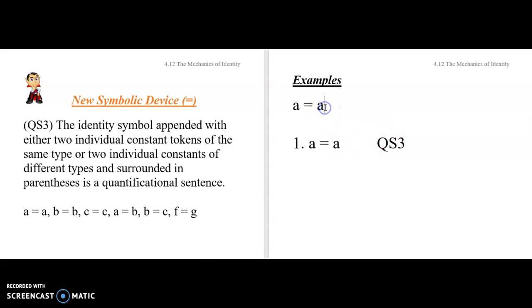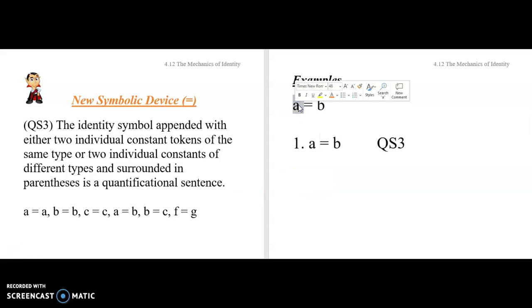Let's try another one. How would you show that this is a quantificational sentence, this expression? Pause now. Okay, nothing too bad, right? It's just going to be like that. Okay, so remember, it allows you to do it either with two of the same type or two of different type. Okay, so pretty straightforward.